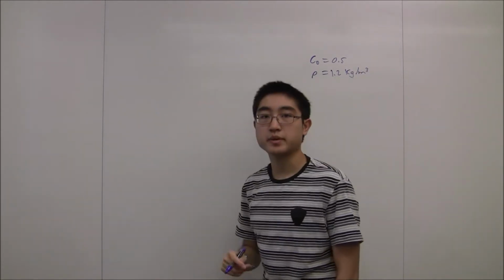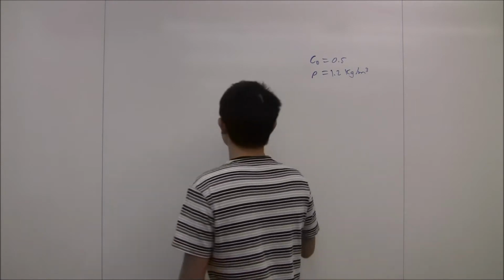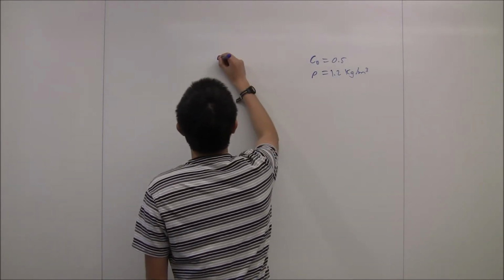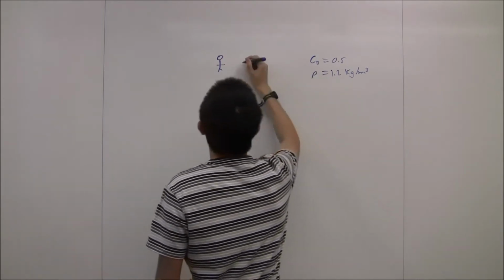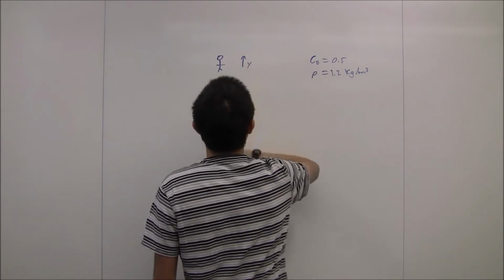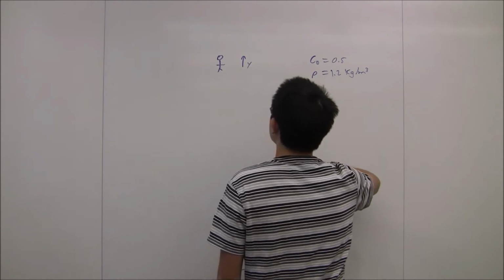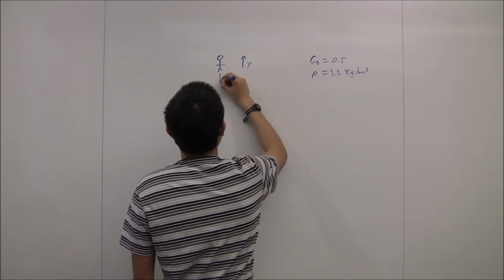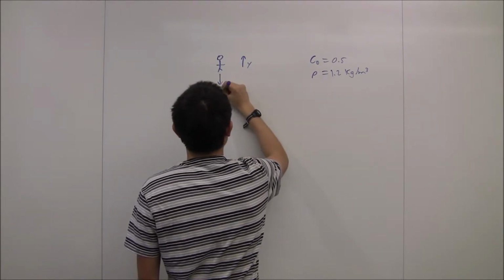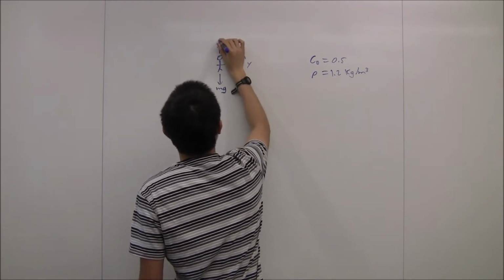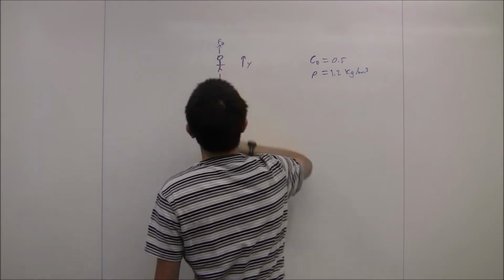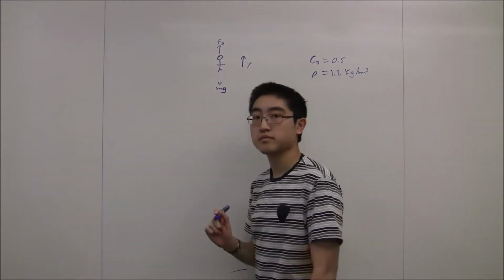So first, let's start off by drawing an isolation diagram of the person. So here we have our person, and we're going to take the y direction to be positive in the upwards direction. So we have the force of gravity, mg, acting on the person in the negative y direction. We also have the drag force, which we will call F_d, acting in the positive y direction.